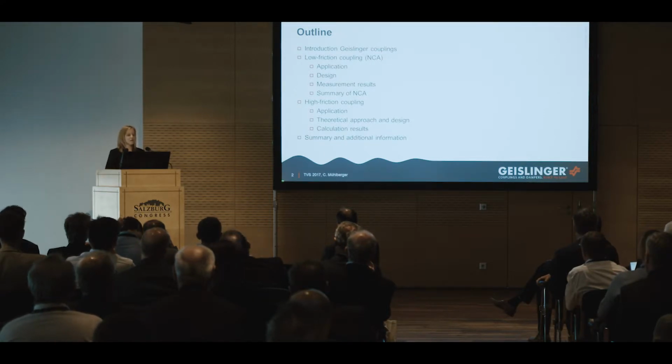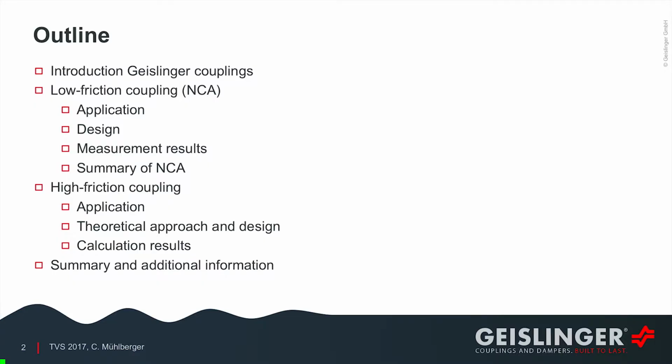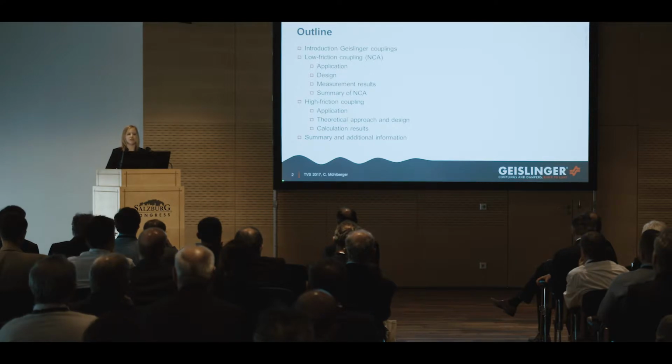At first, I would like to give you a short introduction to the functioning principle of Geislinger couplings, especially of Geislinger steel spring couplings. And then I'm going to focus on two different types of these couplings, namely at first a coupling with low friction and after that a coupling with a higher friction. For both couplings we will discuss the main application possibilities and then how to design such special products. And I will also show you some measurement results and a calculation result that will prove the efficiency of these product types. Then a short summary and some additional information will conclude this presentation.